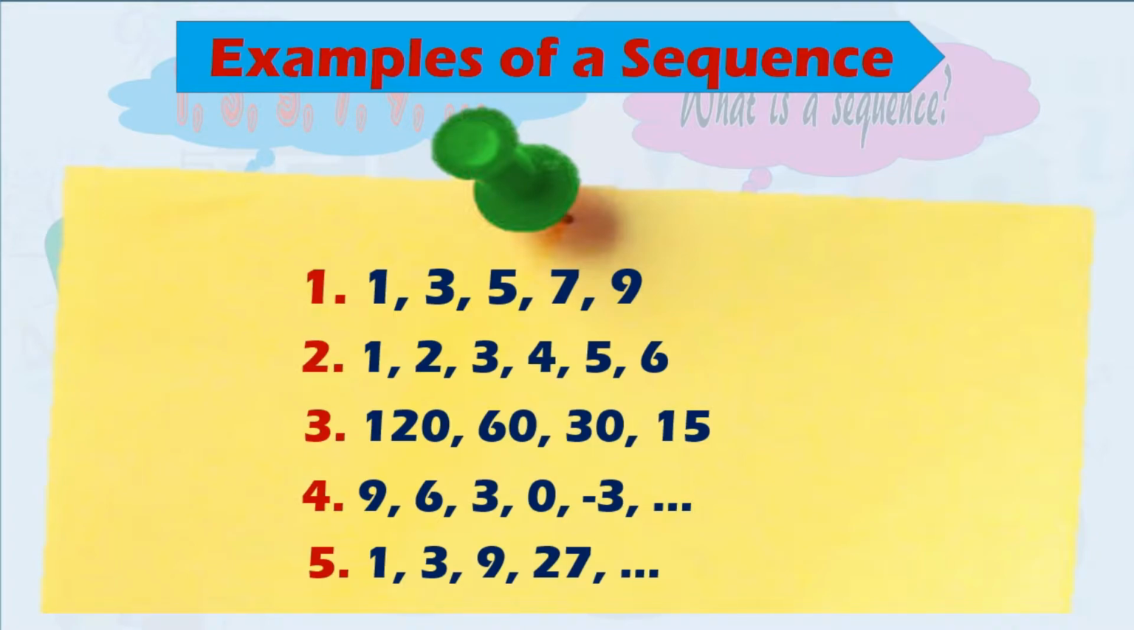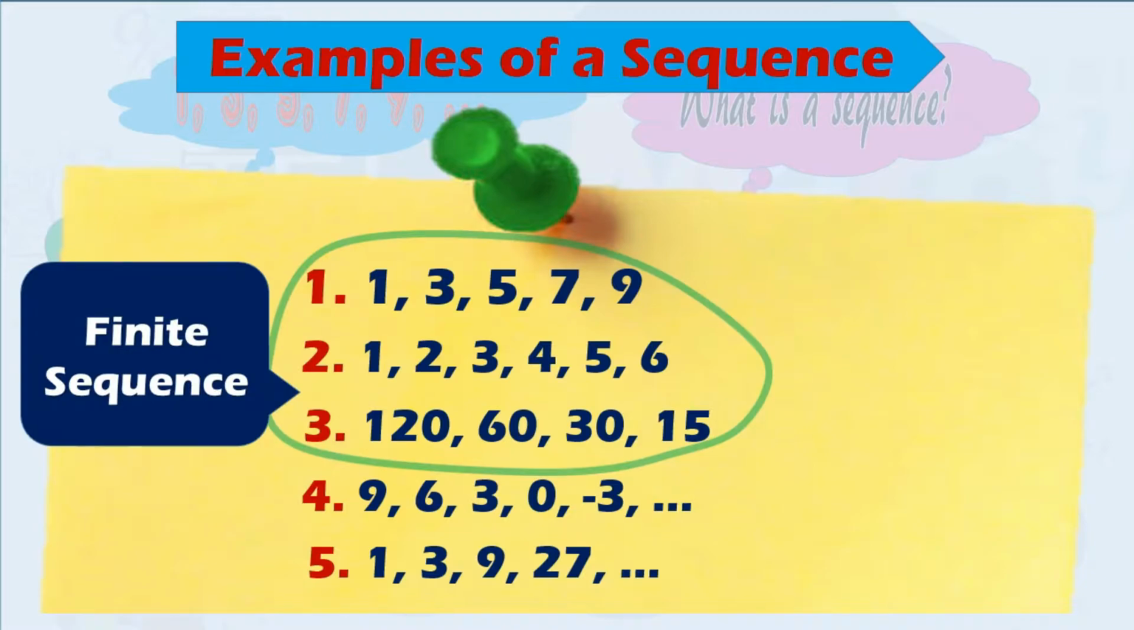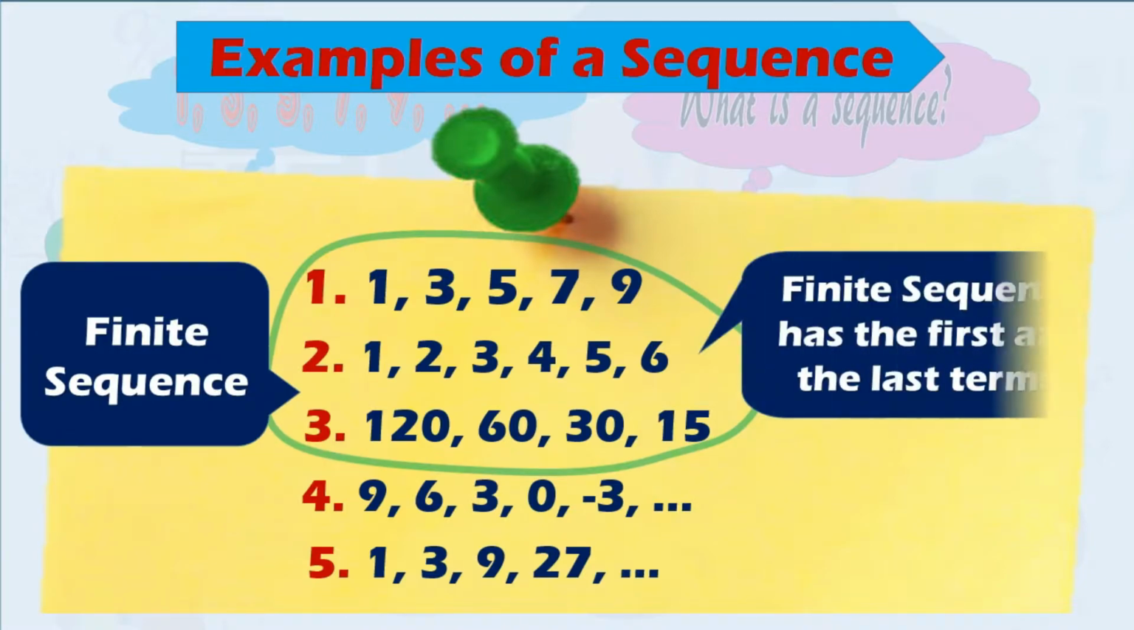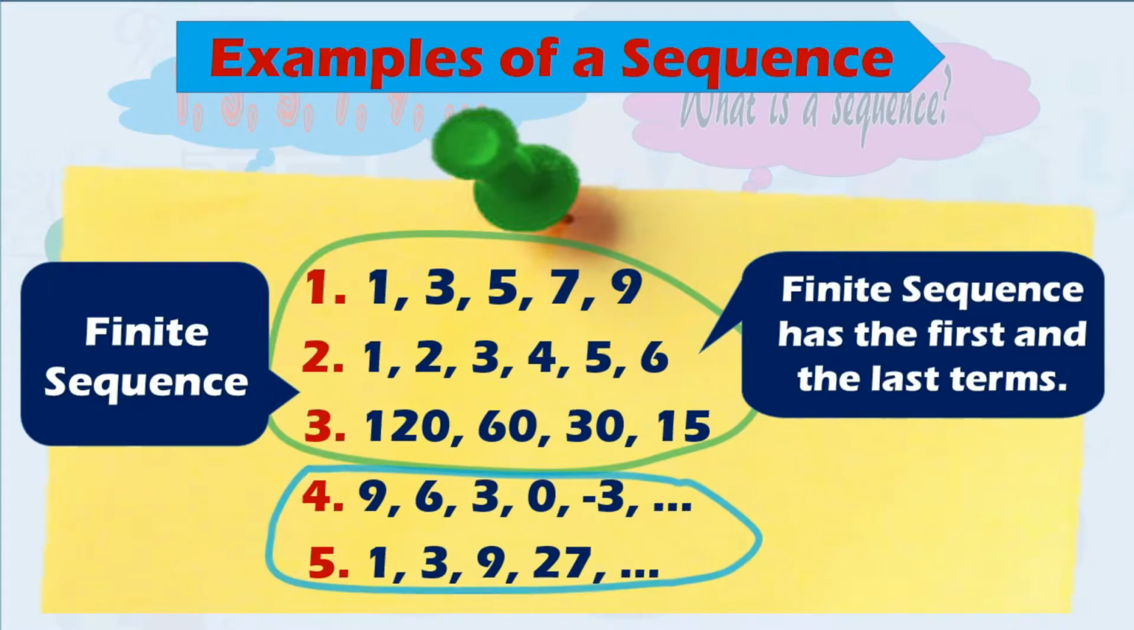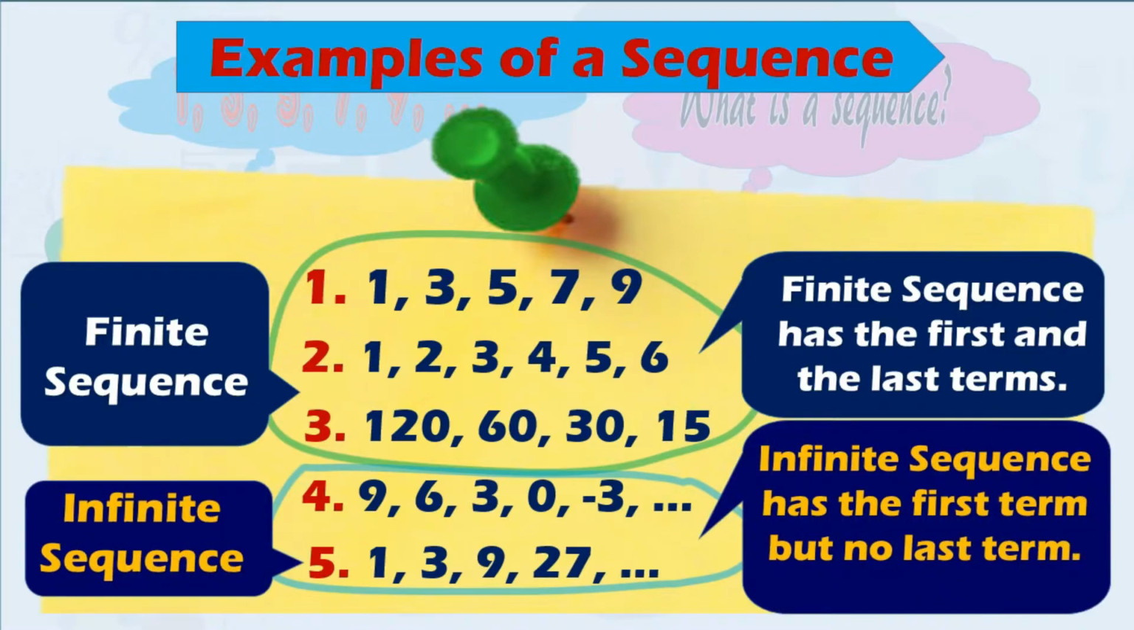Sequences in items 1, 2, and 3 are examples of finite sequence. Why? Because when we say finite, it has the first term and last term. The last two examples illustrate infinite sequence. Why? Because when we say infinite sequence, it has the first term but no last term.